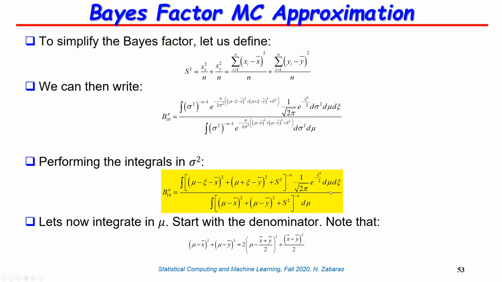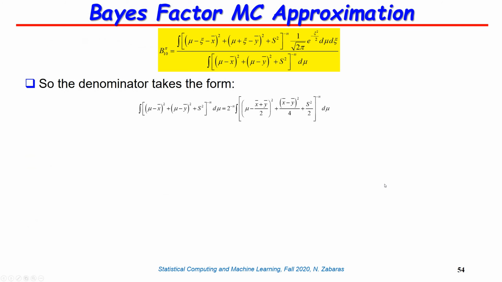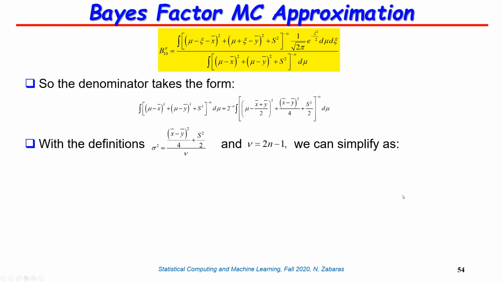So it seems to me sigma squared has completely disappeared, and what is left is an integration on mu and an integration on Xi. And actually this integration on mu can also be done analytically, so let me give you the final result.